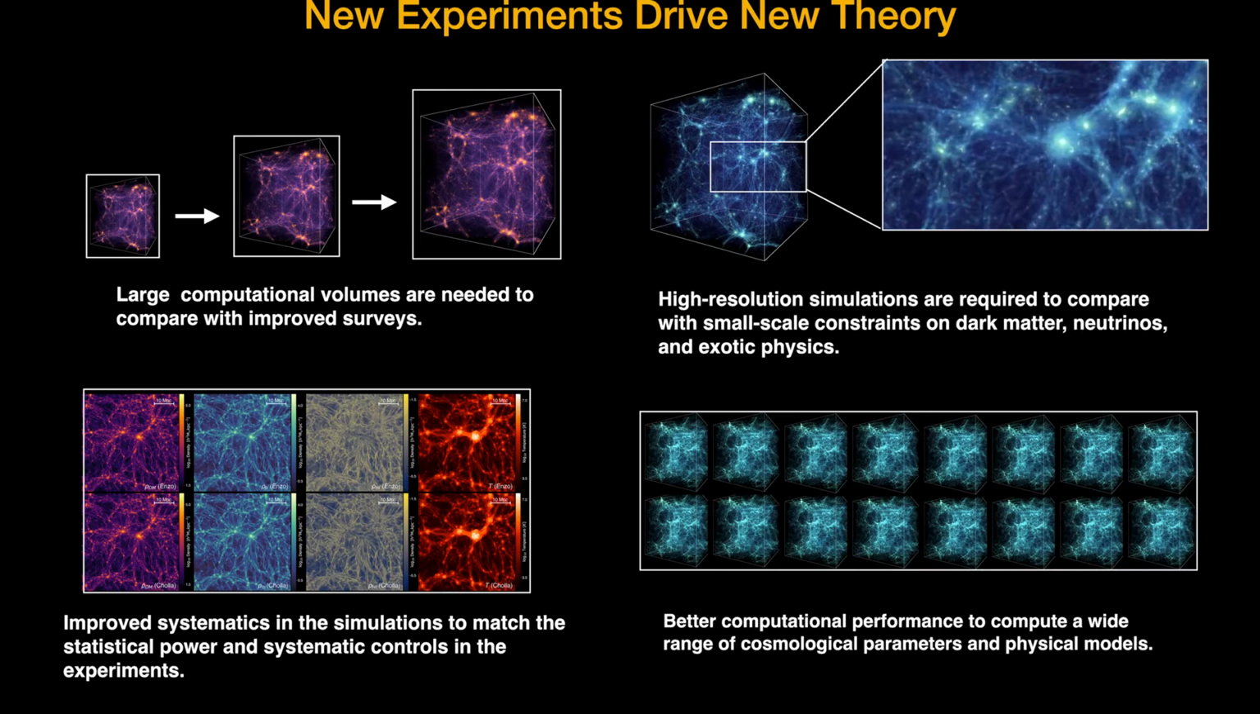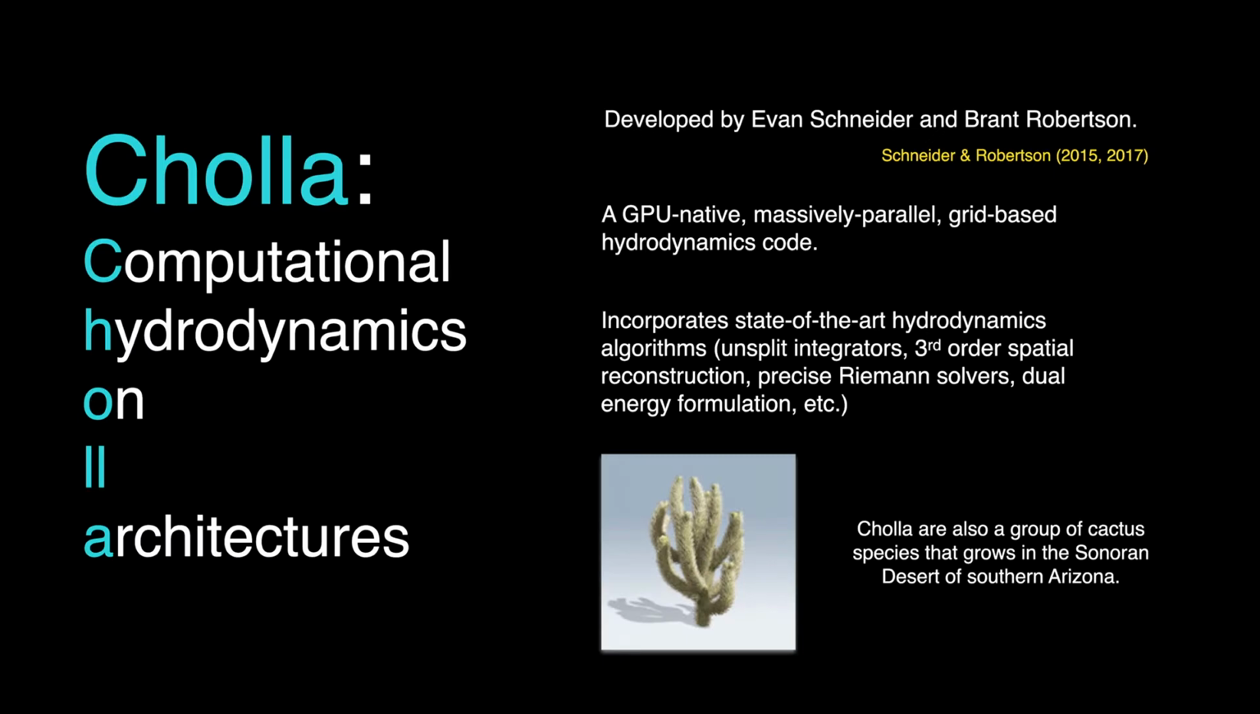Additionally, we want to understand and reduce the systematics in the simulations to make sure that we are accurately solving the relevant physics of the models that we compare to the observational data. And finally, we need fast, efficient tools that allow us to run multiple simulations covering a wide range of parameters and physical models. With this last point in mind, the way we are going to accelerate our calculations is by making use of GPUs. And this brings me to Cholla.